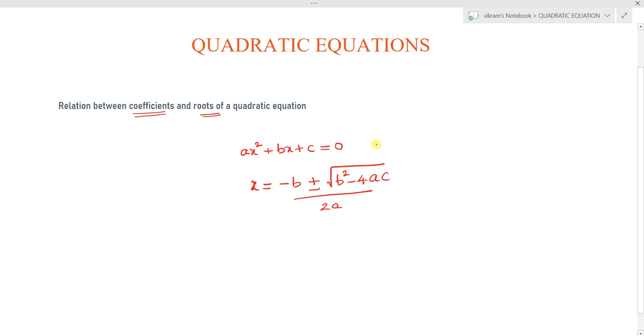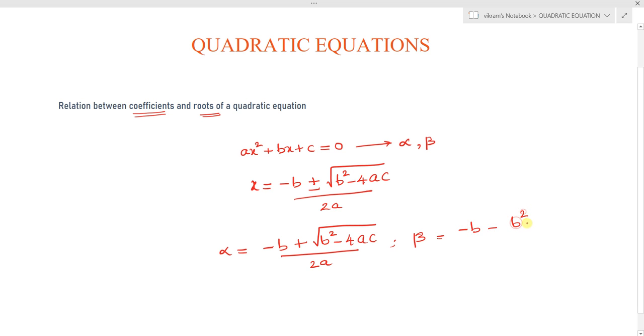If this quadratic equation has the roots alpha and beta, the two different roots, then we can write alpha equals minus b plus square root of b square minus 4ac by 2a, and the other root beta equals minus b minus square root of b square minus 4ac by 2a. So these are the roots.